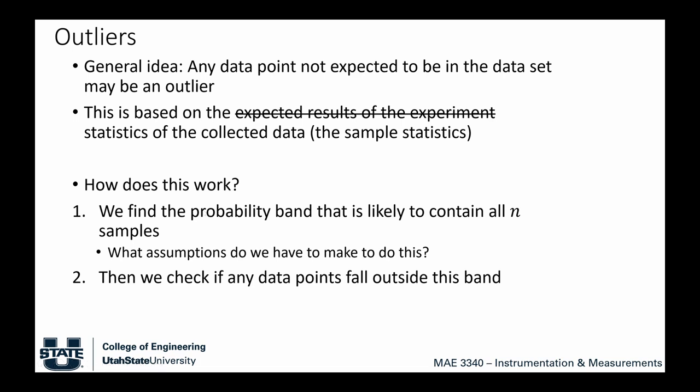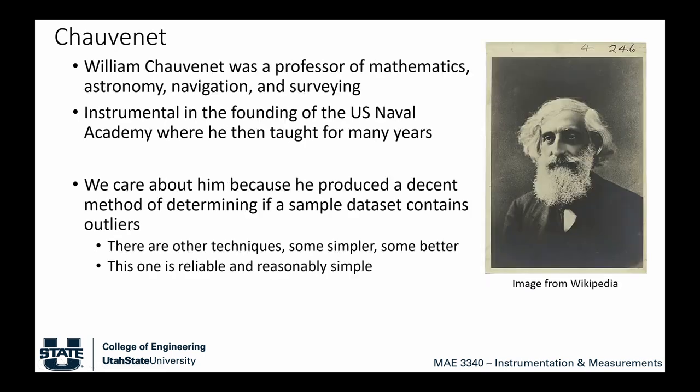Again, we have kind of excluded this based on expected results of the experiment, and we're going to use statistics of collected data points, the sample statistics, in order to determine which data points are outliers. So how does this work? Well, we find a probability band that is likely to contain all number of samples. So we have to make some assumptions in order to do this. And then we check each of the data points to see which ones fall outside of that band, and then we can remove those data points. And so that's what Chauvenet did.